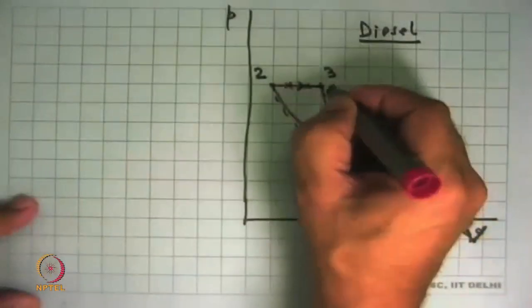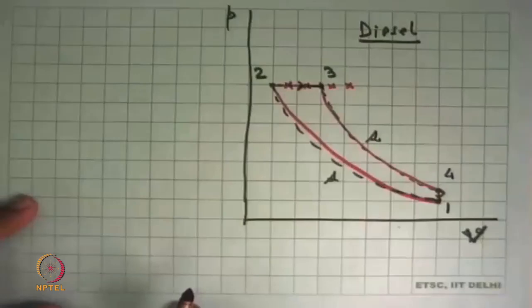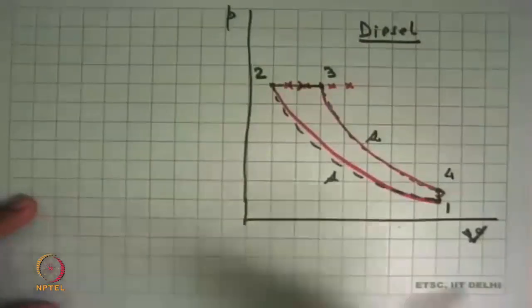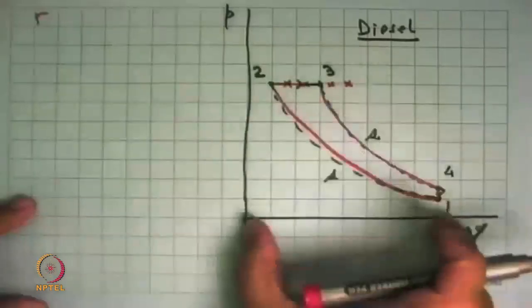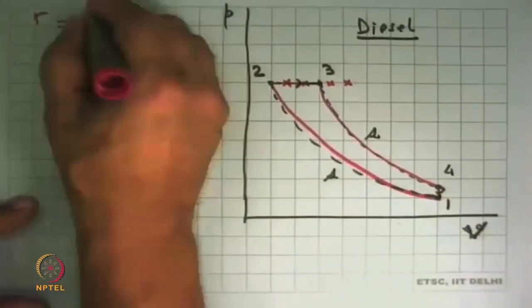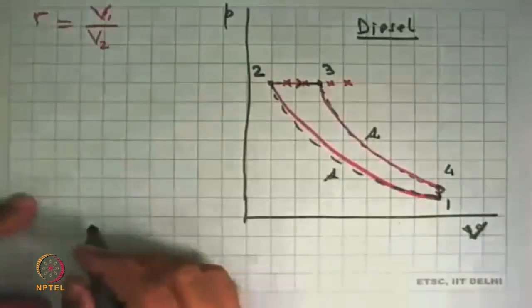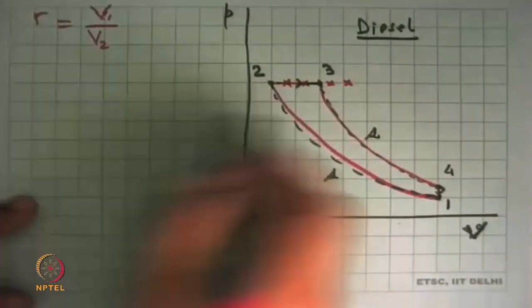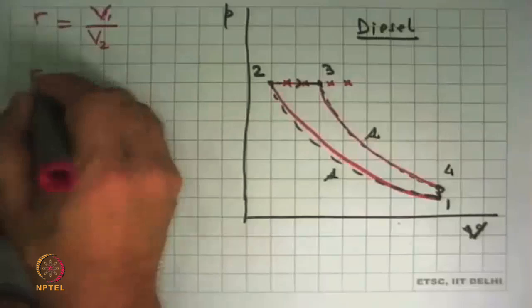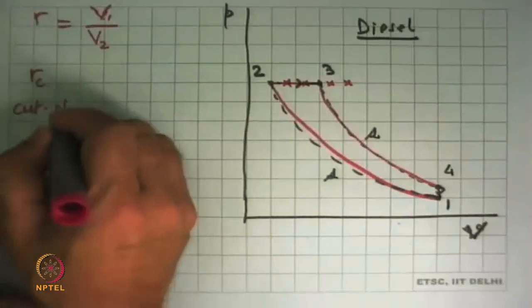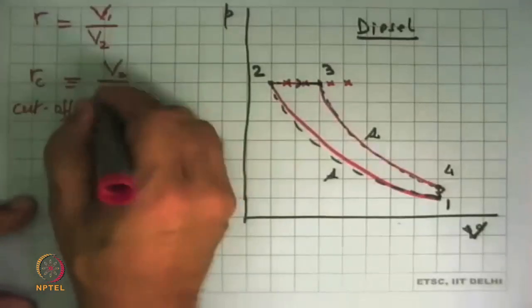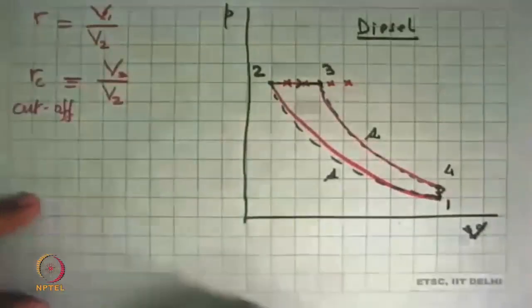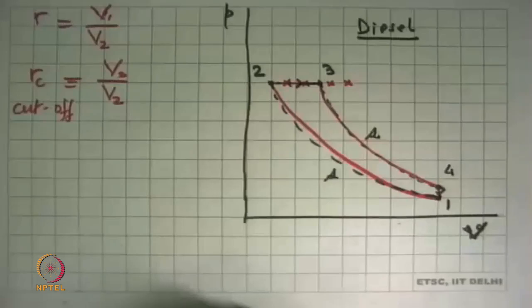Point or this point or that point. That's a choice we have to make in addition to this and this distance. So first is the compression ratio, R, which was again V1 divided by V2, or you can take V4 by V2, doesn't matter. The second, cutoff ratio, that is defined as V3 upon V2.